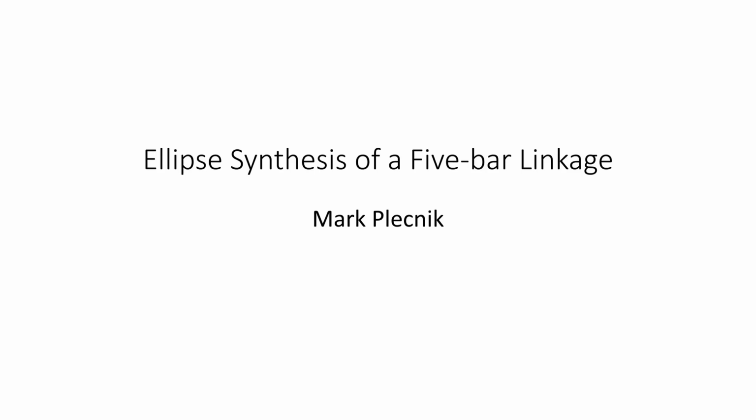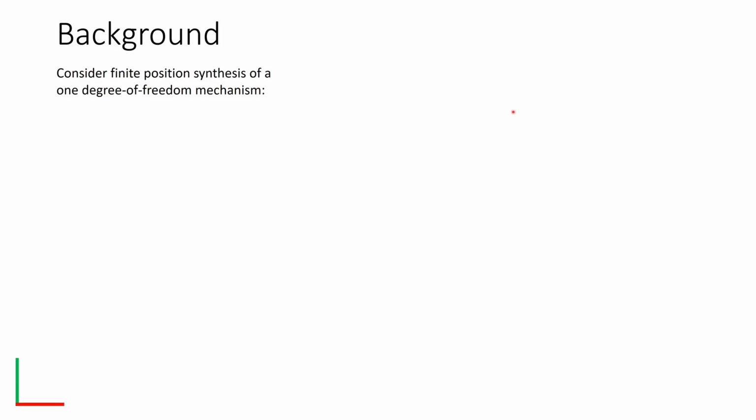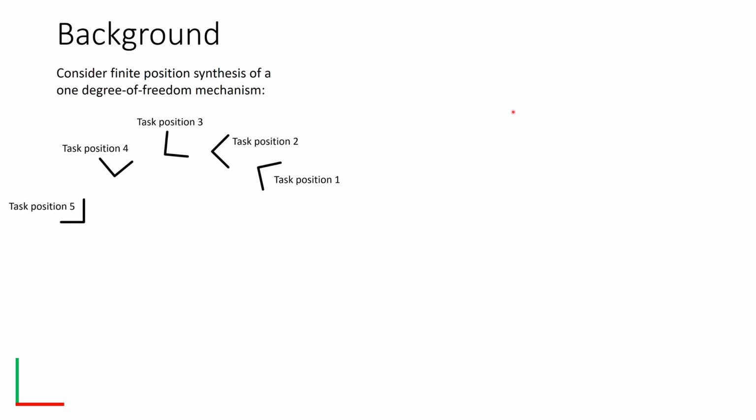Ellipse Synthesis of a Five-bar Linkage by Mark Plecnik. Consider the finite position synthesis of a 1 degree of freedom mechanism. For example, we might specify 5 task positions and then solve for a planar 4-bar linkage which could move an end effector through those 5 task positions.